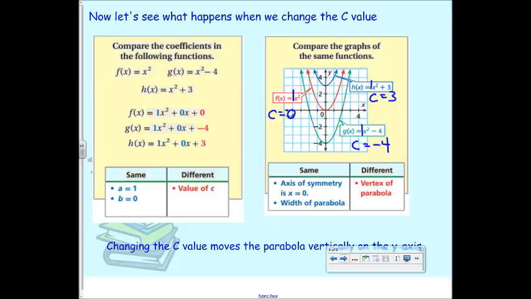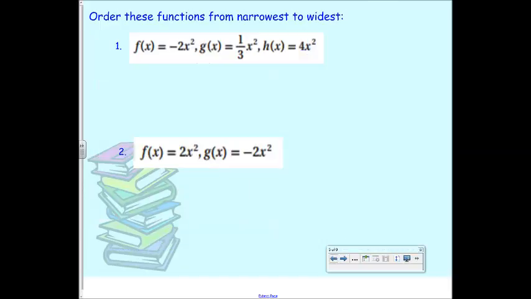So is it narrower or wider? Right now, these are the same width because they all have the same A value. But if this were 1/2, then you would say it's wider. It's wider and moves down 4. And the whole point of this is that you don't have to spend the time to actually graph it because you can just look at the A value and the C value and tell before you even graph it.